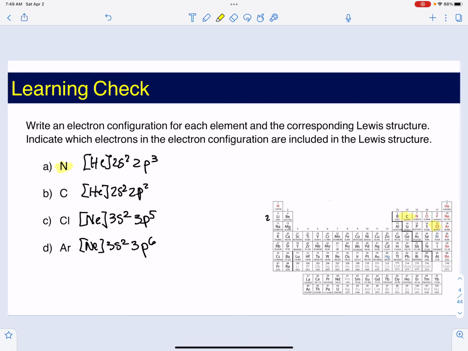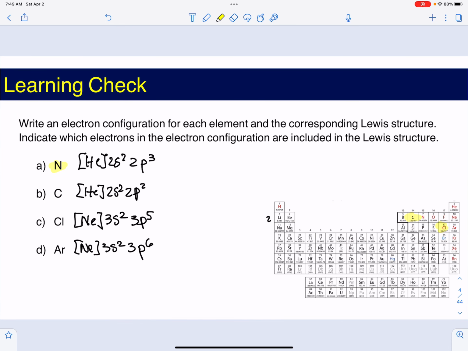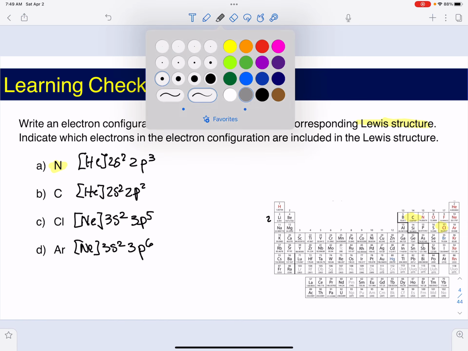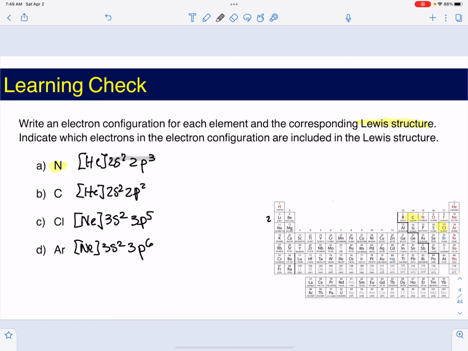And if we're going to be doing the Lewis structure, all we care about is the valence electrons. So for nitrogen, we're going to have a total of 5 valence electrons. So what we do with the Lewis structure is we put the symbol in the center. You can imagine there's 4 sections. So you're going to have a section here, a section there, and a section there.